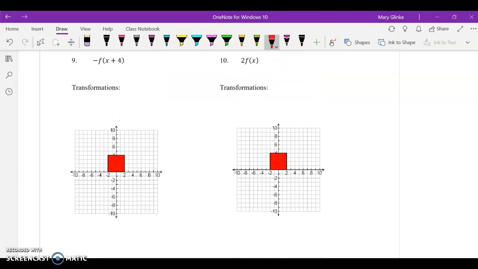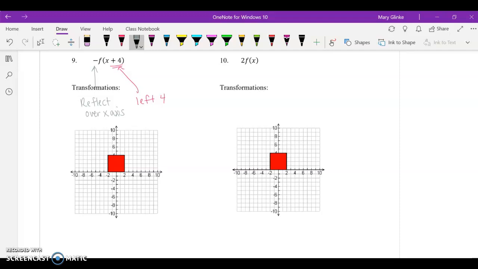So let's take a look at number 9. We are going to have this negative out in front. That is going to flip it over, aka reflect over the x-axis. And then this +4 here is going to move my graph left 4. Anything inside is left and right.